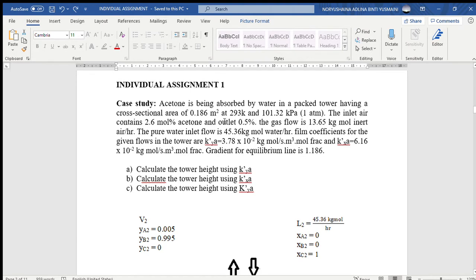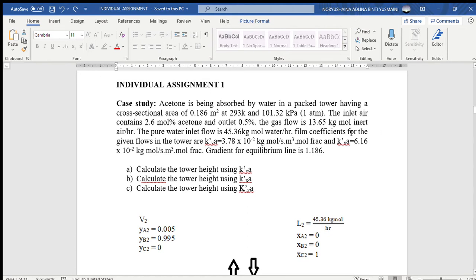The question given is: acetone is being absorbed by water in a packed tower having a cross-sectional area of 0.186 meter square at the temperature of 293 Kelvin and the pressure of 101.32 kilopascal or 1 atm. The inlet air contains 2.6 mole% of acetone and the outlet contains 0.5% acetone. The gas flow is 13.65 kilomole air per hour. The pure water inlet flow is 45.36 kilomole water per hour.